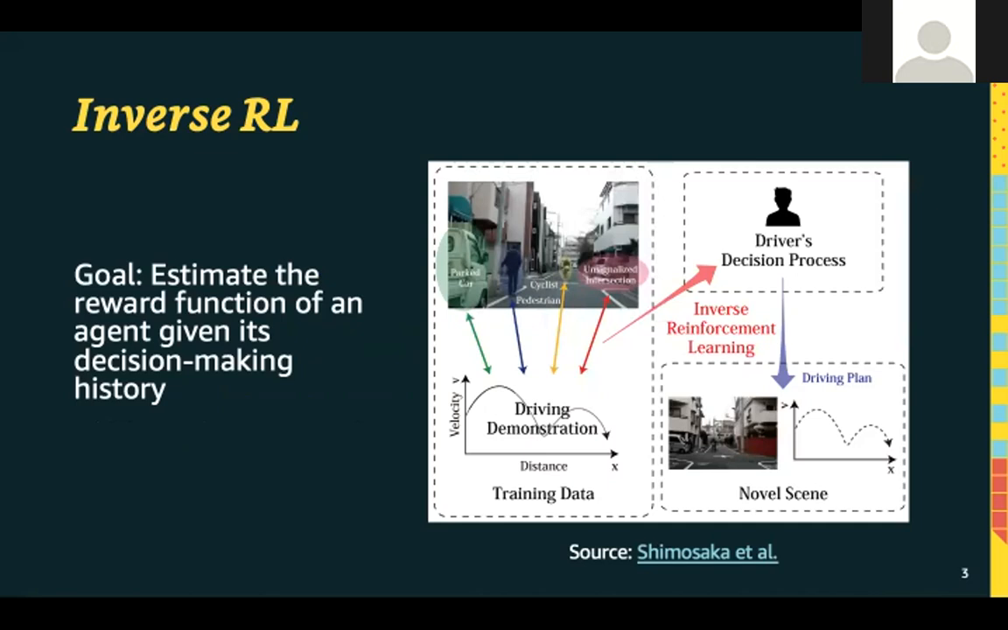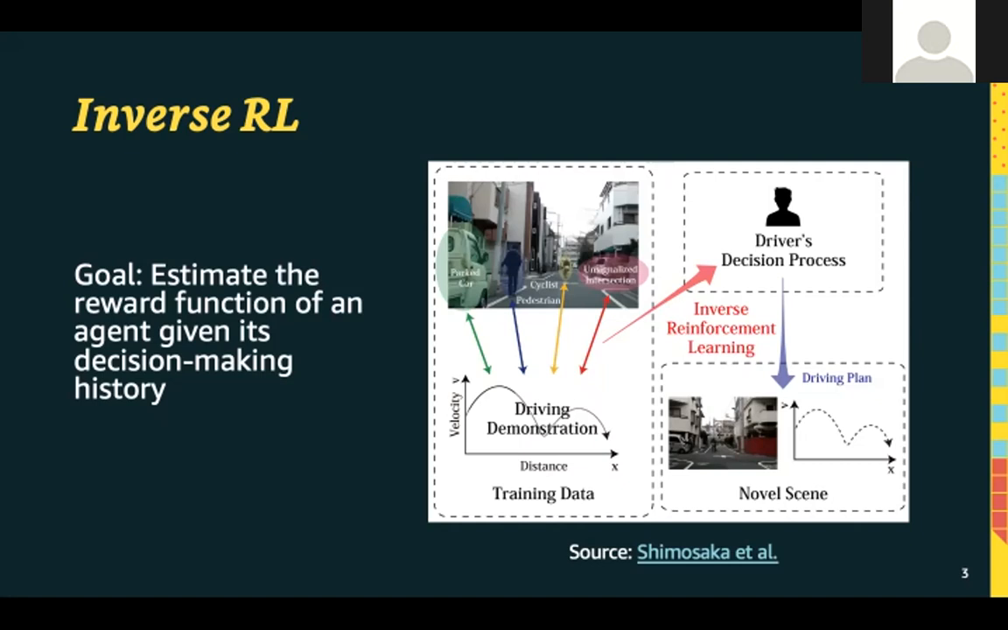A common example is autonomous driving. You record the driver, right? The driver drives around, right? You apply IRL to uncover the driver's decision process and then apply it on novel scenes. And so basically, with IRL, instead of trying to code what is the utility function of stopping at a light signal, of crossing lanes, turning right or left, you don't do any of that.